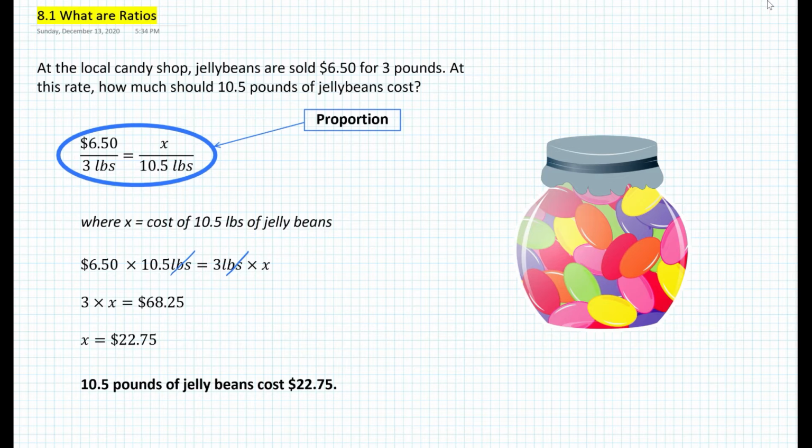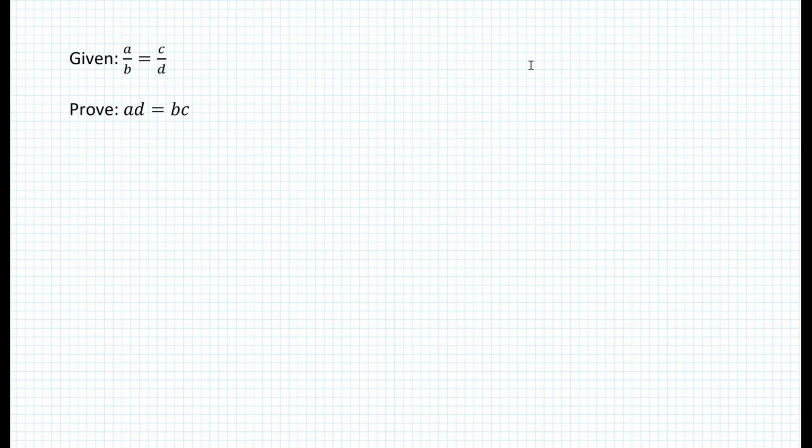But how do we know that we can cross multiply? Or in simple words, how do we know that this is always true? What mathematical justification is there that allows us to cross multiply a proportion? Well, let's discuss that and get into the proof. Let's say we're given a over b is equal to c over d. We just simply cross multiply and we obtain that ad is equal to bc. But how do we know this? How do we know that this is always true? How do we prove it?